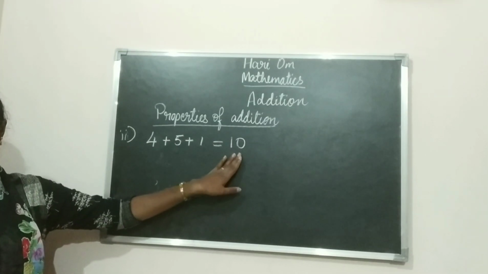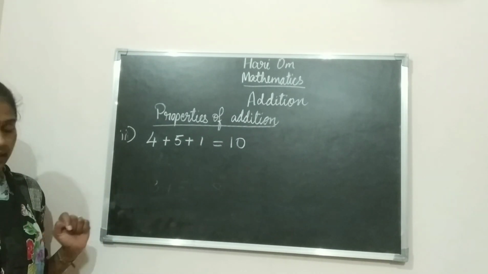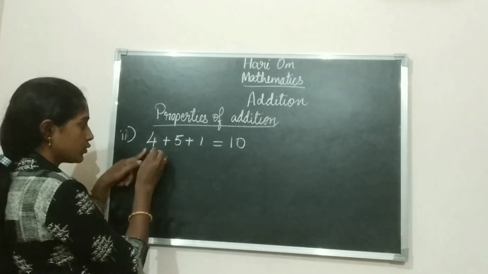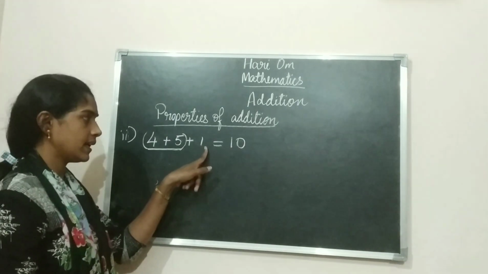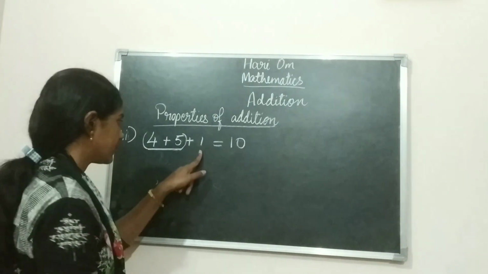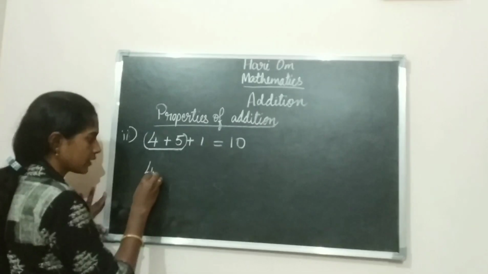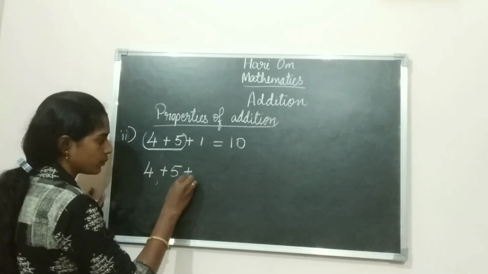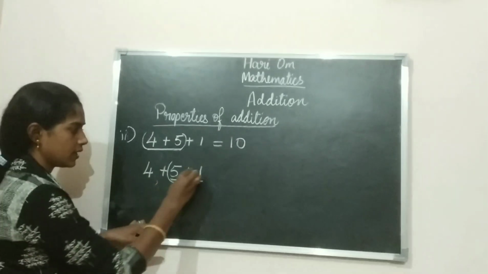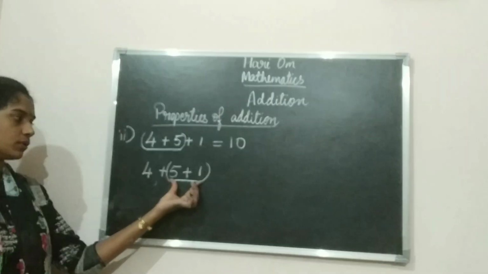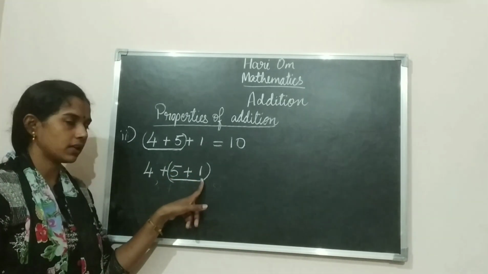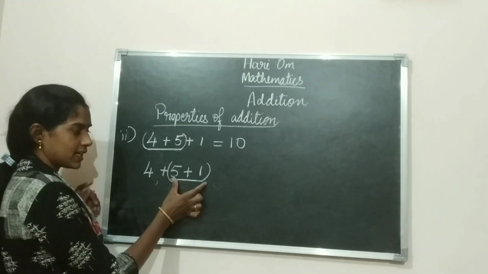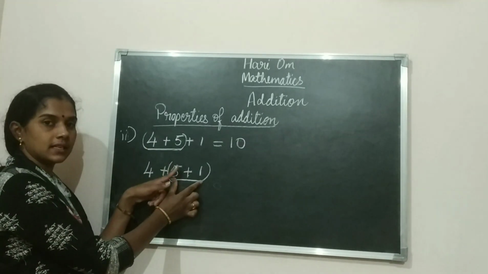It is 10. Now what did we do here? First I added these two numbers, and then added 1 to it. Here, the same thing, 4 plus 5 plus 1. Now I am going to add these two numbers first: 5 plus 1. So what is 5 plus 1? After 5, one number, that is 6. So adding these two numbers, the answer is 6.